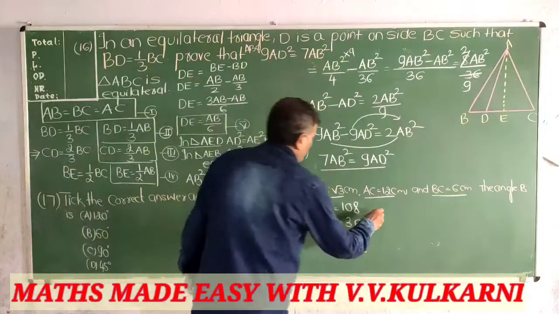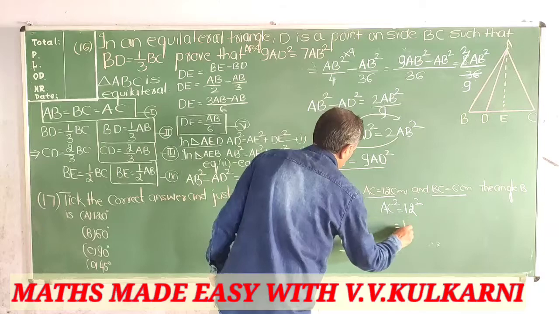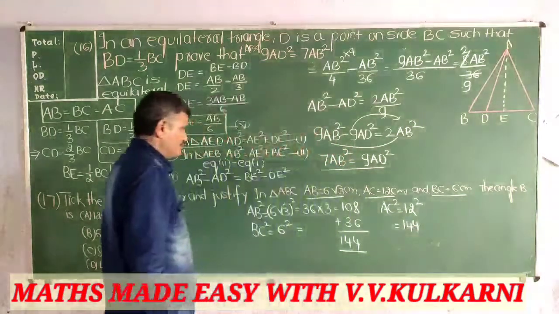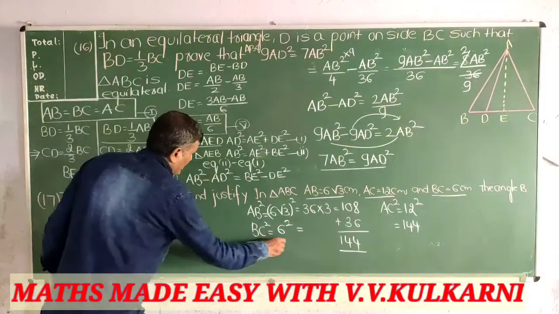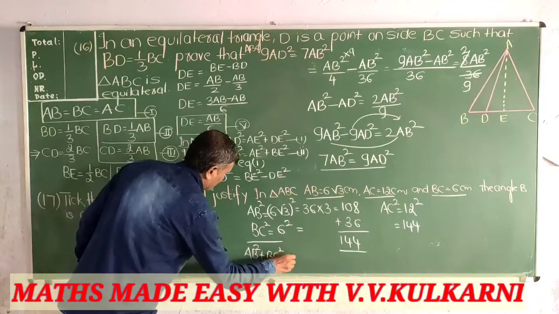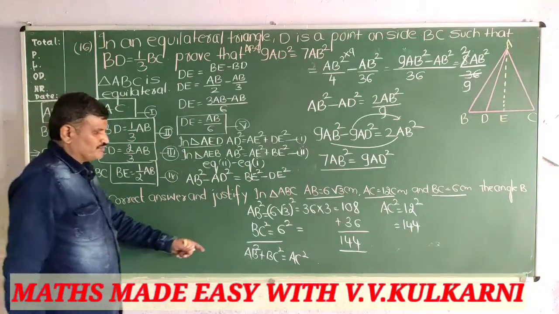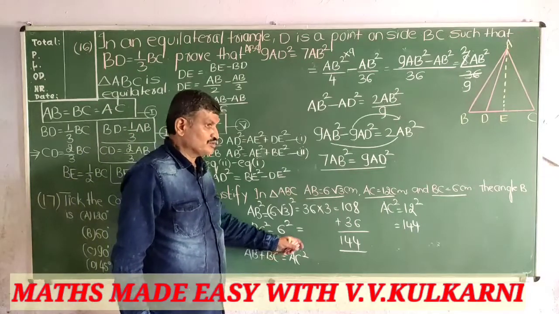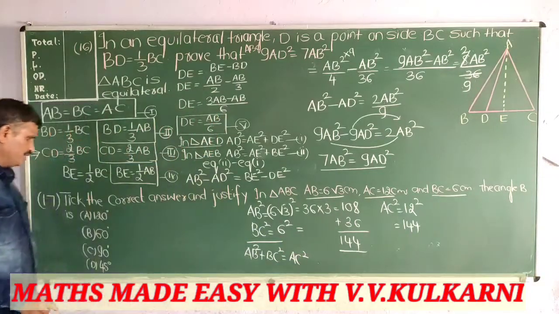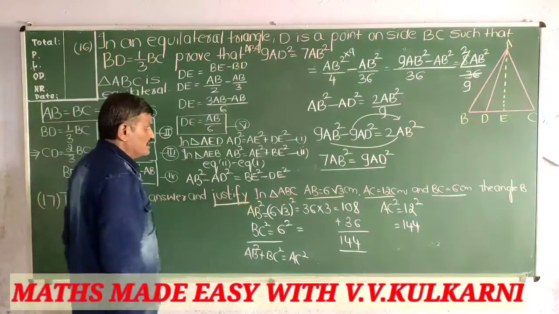Now I want AC square. AC square means 12 square, and 12 square is equal to 144. That means if I add AB square and BC square, I get AC square. That is, the sum of the squares of two sides is equal to the square of the third side. By the converse of Pythagoras theorem, this angle will be 90. So I have justified what I have said.